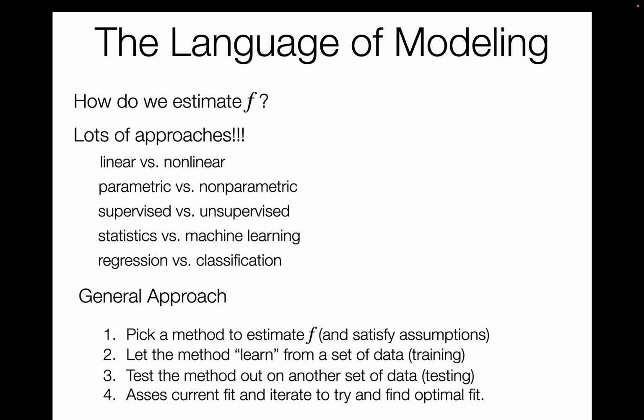Then you have to test the method out. Does it actually seem to do a good job on data that it hasn't seen before? That's called testing. And then you assess the current fit and iterate to try to find an optimal fit. So you do this process again and again and again until you find what you think is the best one. And so that is modeling in, well, whoever knows how many minutes, 20, 30 minutes. Certainly not enough to talk about modeling because we're going to do it for a whole course, but it's the best we can do in the time that we have.